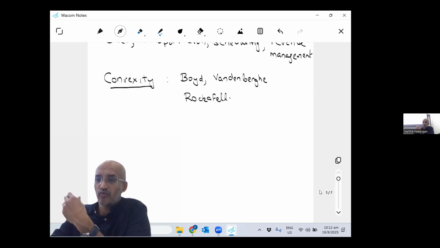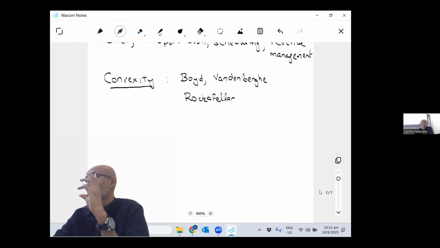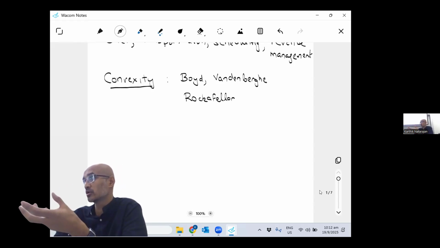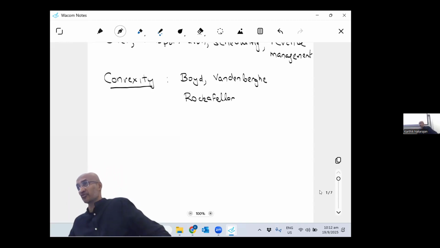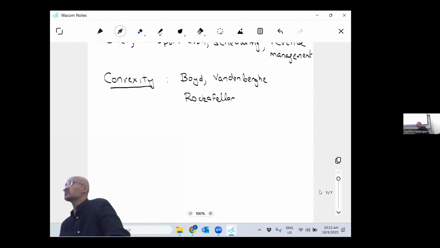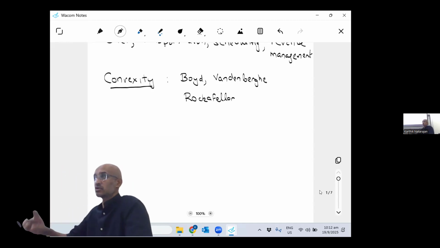It's called Convex Analysis, which is much more of a math book, and that talks more about just convex analysis. So it's less about applications and algorithms. It's more about the theory.